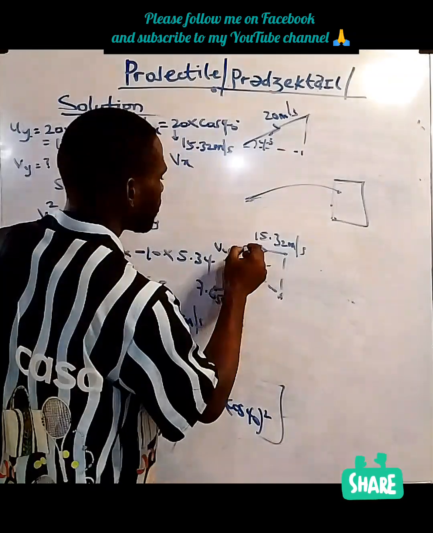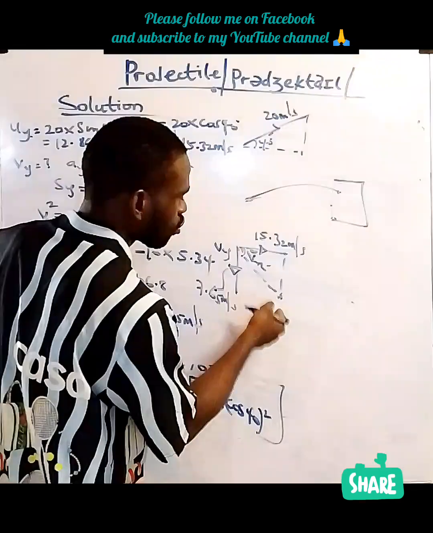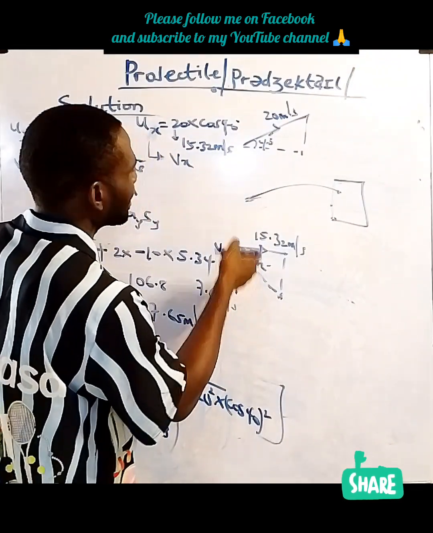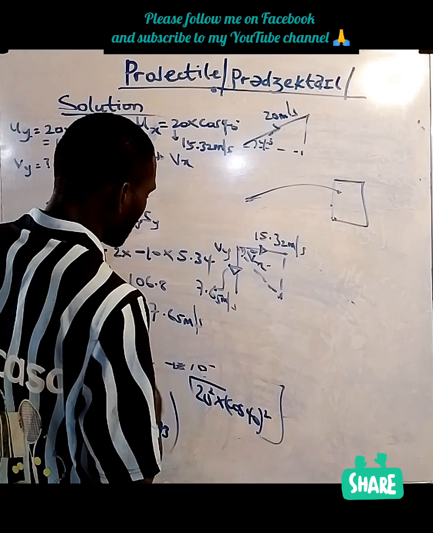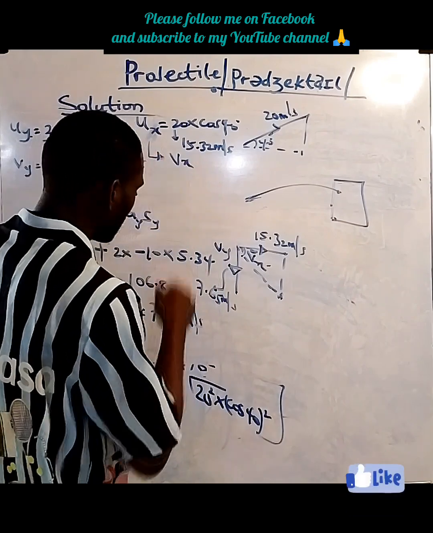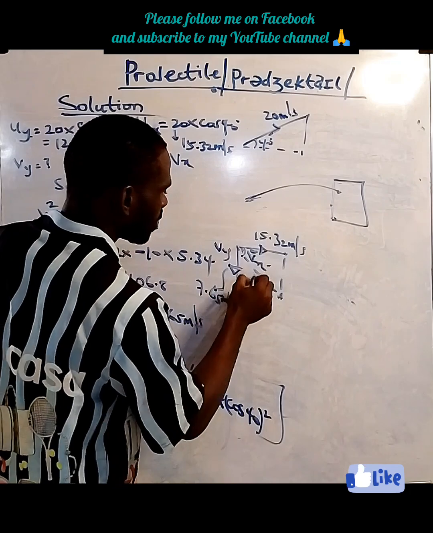So we're going to be using Pythagoras' theorem. We have the angle of landing theta. This is what we are looking for: the speed it will hit the wall with. It hits the wall with two kinds of speed: speed along the x, 15.32, and speed along the y, 7.65. So the resultant speed is what we are looking for.